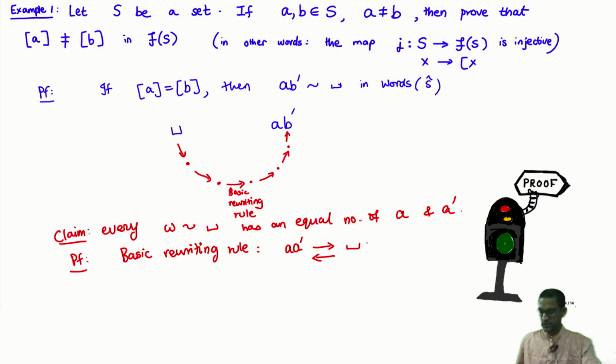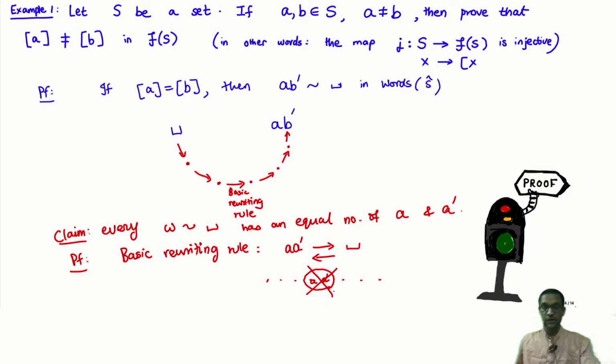Now observe these two processes. If I have a word, and let's assume this word has an equal number of a's and a dashes, then this first basic rewriting rule says: suppose there is an a and an a dash which occur consecutively, then I am allowed to delete that from my word to obtain my new word, right?